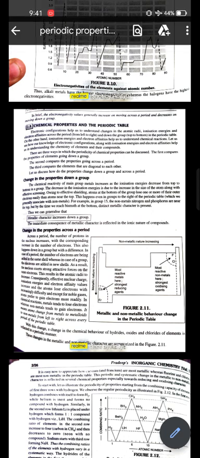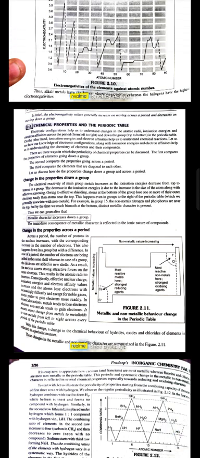Change in properties down a group. The chemical reactivity of the main group metals increases as the ionization energy decreases from top to bottom in a group. The decrease in the ionization energy is due to the increase in the size of the atom along with effective screening. Owing to the effective shielding, atoms at the bottom of the group lose one or more of their outer electrons more easily than the electrons near the top.